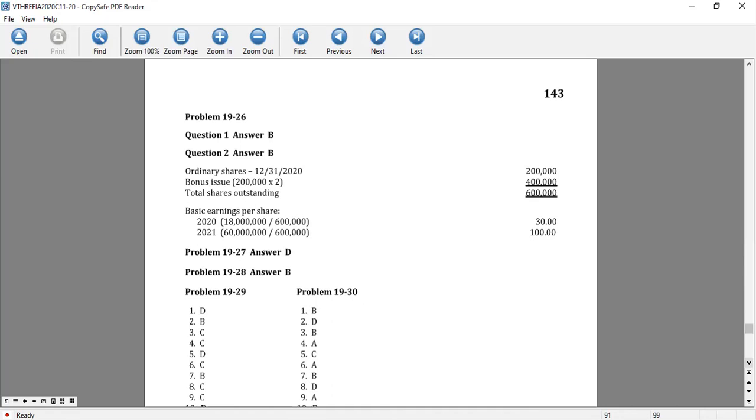In 19-27, what should be reported as basic earnings per share? That's answer D. 19-28, you have the answer as B, the amount that should be reported as basic loss for the year. The basic loss of 3 million. Then we have 19-29 and 30 for the theory questions.